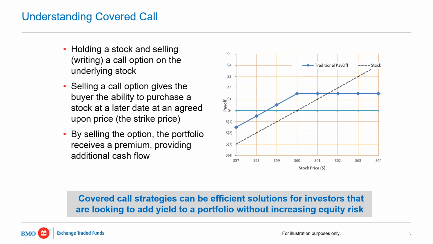If you look at this diagram here, when you invest in equities outright, you have that payoff profile of a dotted line at a 45-degree angle. If the stock goes up, you make money. If the stock goes down, you lose money. I think that's pretty clear.